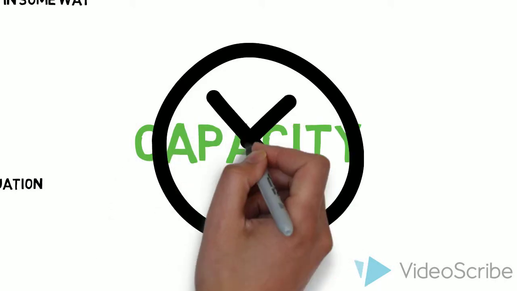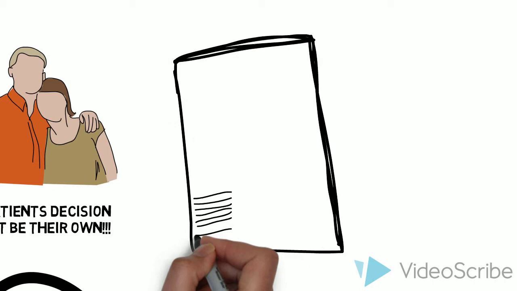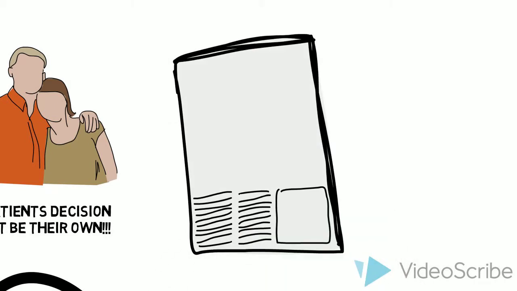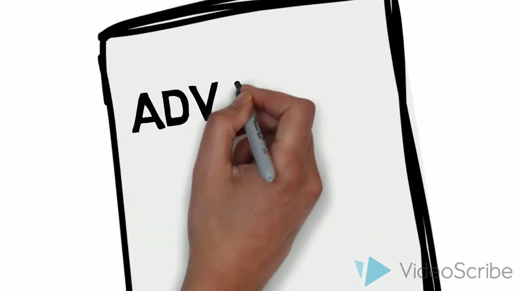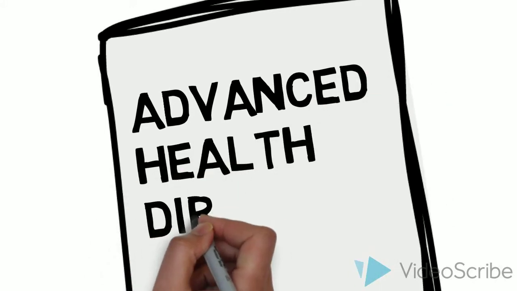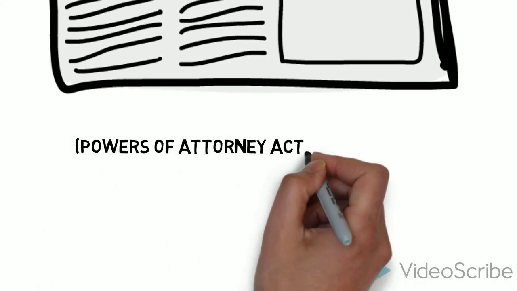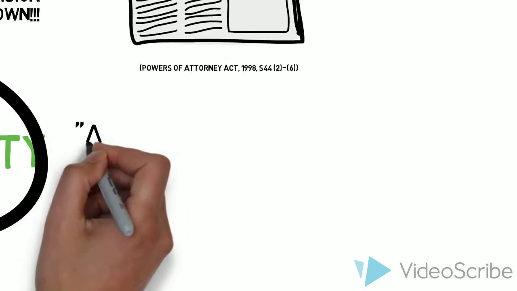If it was to be determined that a patient lacks capacity and is unable to make their own decisions, an advanced health directive can be utilised. An advanced health directive is a formal document that gives instructions regarding future health care. An advanced health directive must meet certain requirements, including that it must be written, signed by both patient and eligible witnesses, and signed and dated by a doctor.